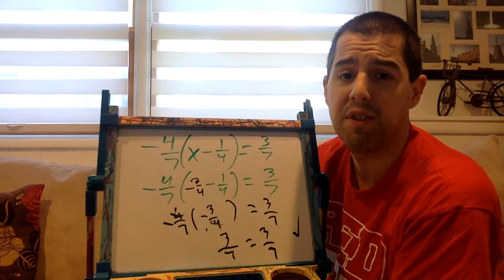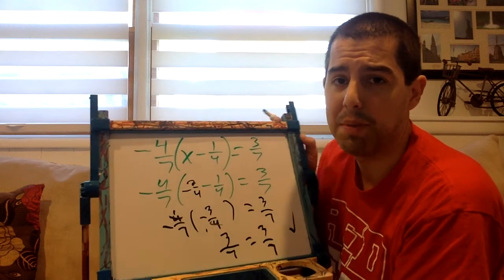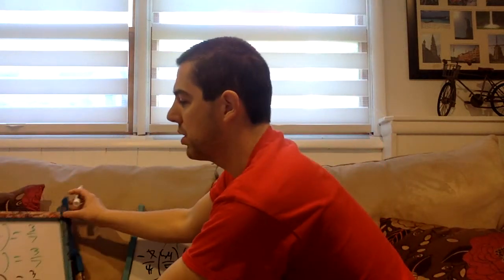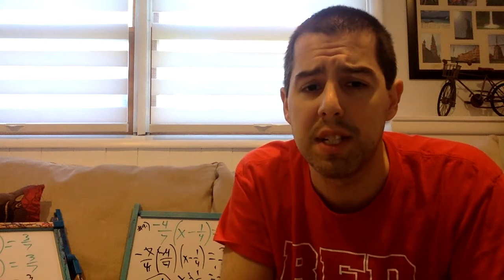That's number 9. Feel free to pause this video at those steps and copy them down to help you. For all of the problems where there's a rational coefficient, there's a fraction in front of the parentheses, multiply by the reciprocal first, and then treat it as a one-step equation.